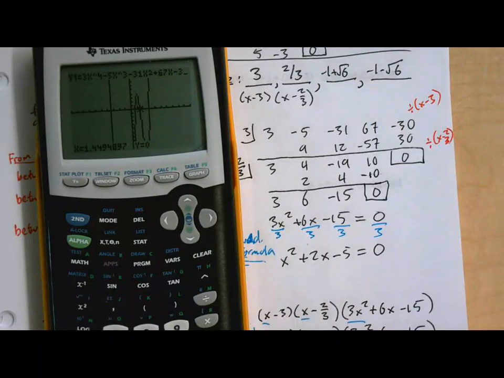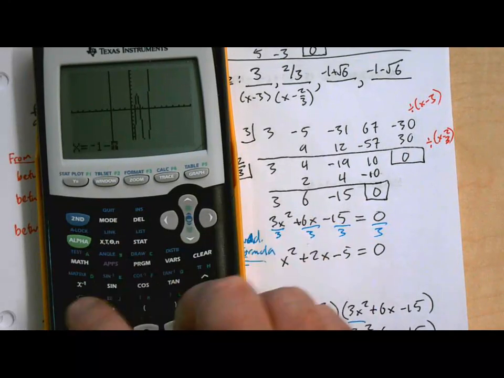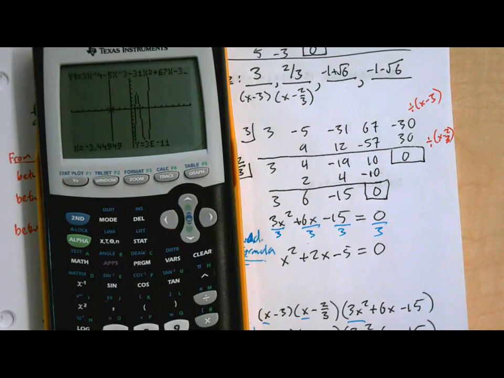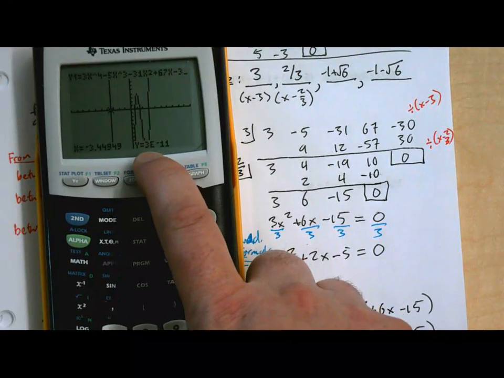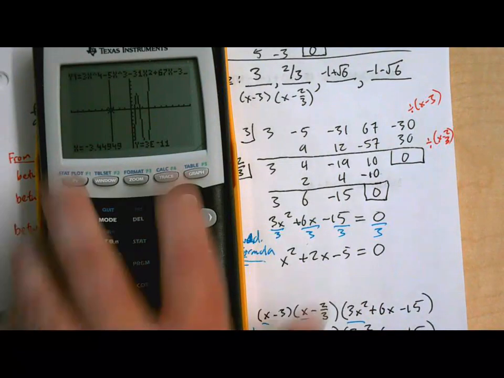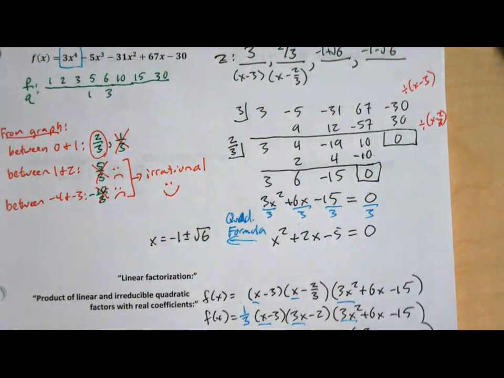Let me try it with the minus. So second calc value, -1 minus root 6. Hoping for a 0. All right, so there's that 3e negative 11. That's basically 0, right? So we feeling good? Last thing that we got to do then, just depending on the way that the instructions go in your book, they might ask you to do a linear factorization.